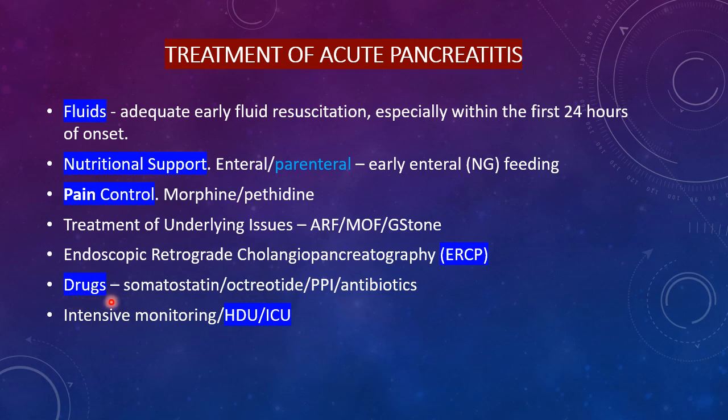Then there is the use of certain drugs like somatostatin, octreotide, PPIs, and antibiotics. Antibiotics are not given during the early stage. They are needed if there is fever and signs of infection. And it's very important for all cases of acute pancreatitis to be closely monitored, even on admission where they come as mild pancreatitis. If possible, monitor them in a high dependency unit or ICU if necessary.